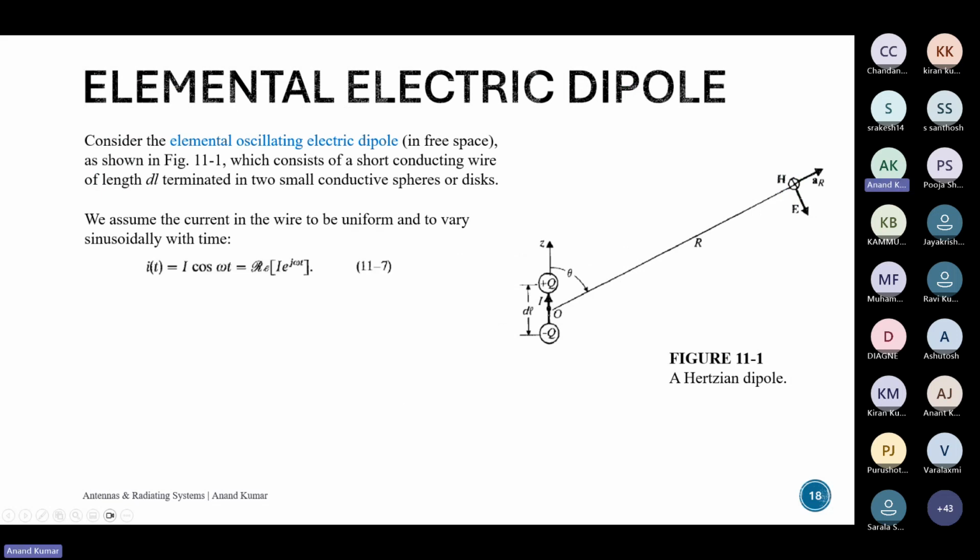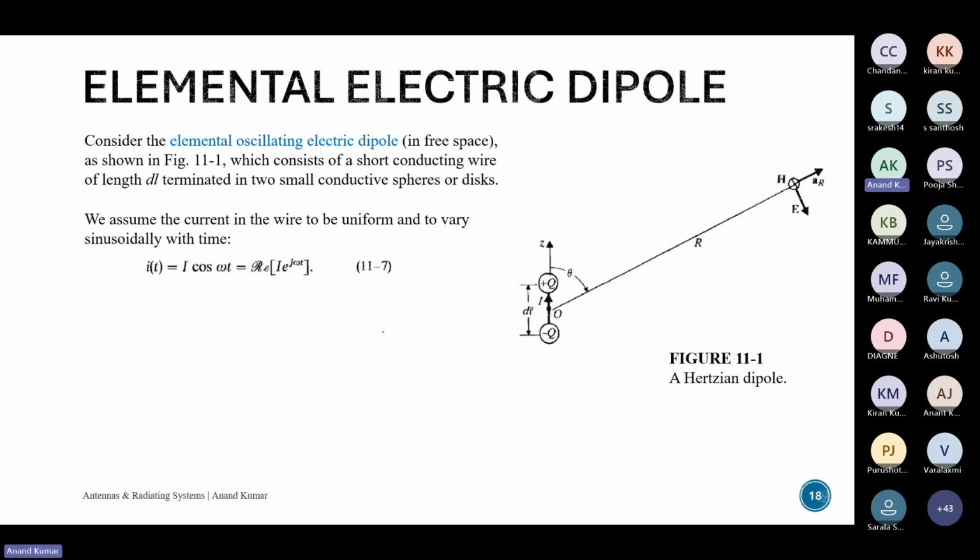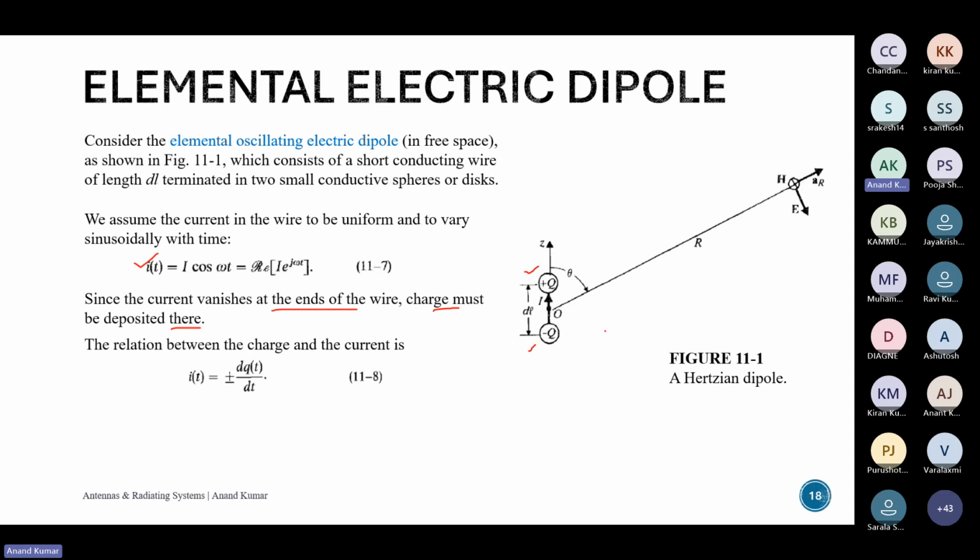This is how the current looks. So we have the expression for current now. The current vanishes at the ends, and so the charges are deposited over here. We're just discussing how the source is made up. The relationship between the charge and the current is dq by dt, and we know how the current looks because we have defined it.